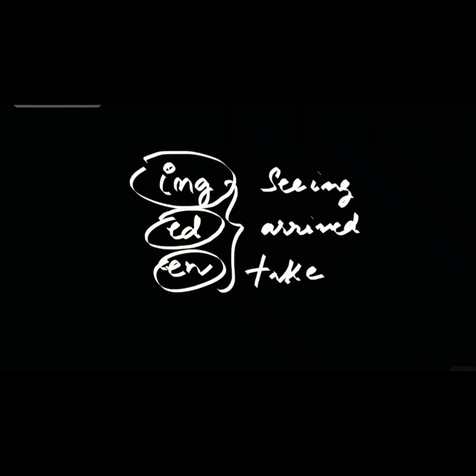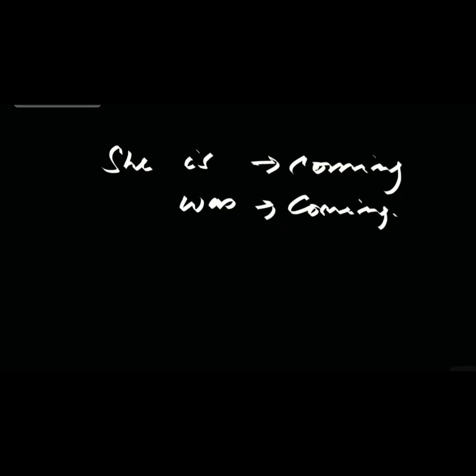It's important. Now let's look at the ing form. She is coming, or she was coming. She is, was, are, were, and the verb form is going to be ing. They are coming, or they were coming. Is and was are singular, are and were are plural: they were, people were, children were.